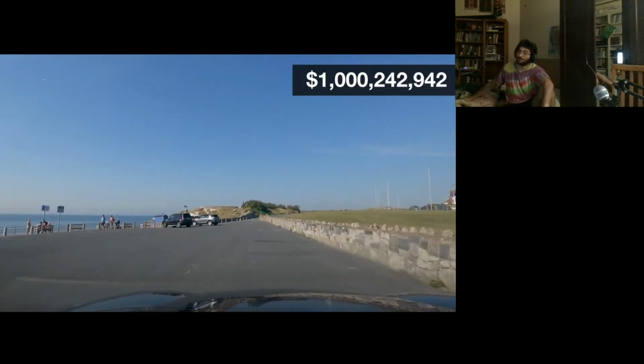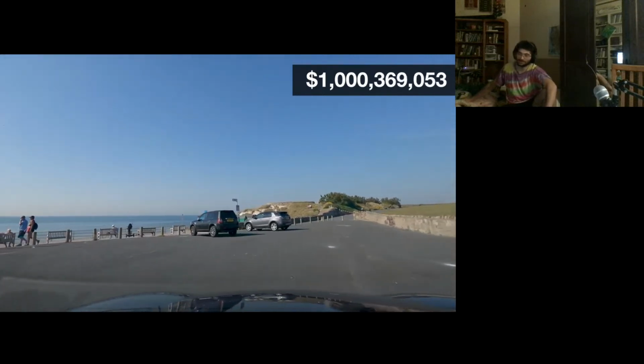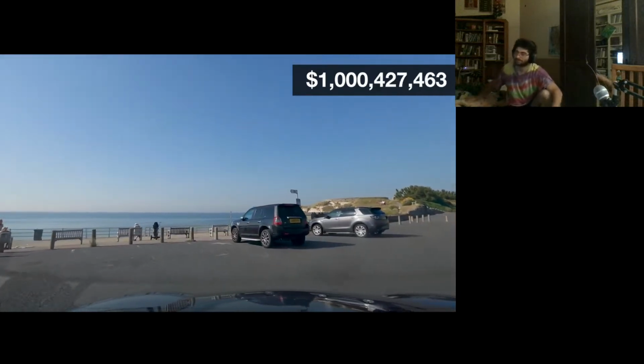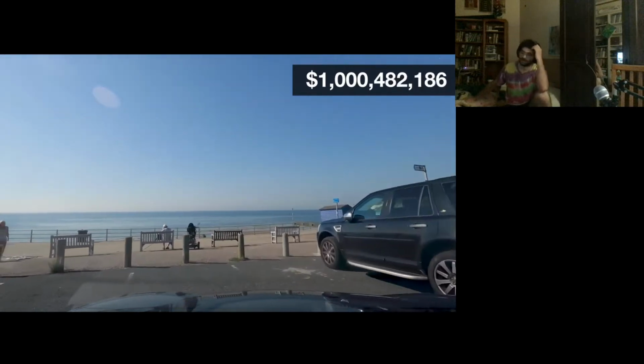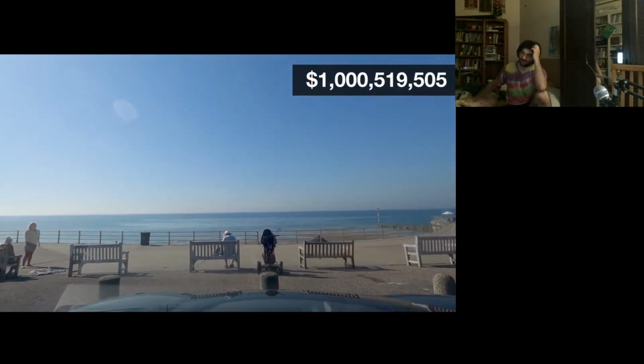Oh, he's driven farther than $1 billion stacked on each other, but he wants to get perfectly to the sea. Alright, let's see what he says when he gets out of the car. The big reveal.